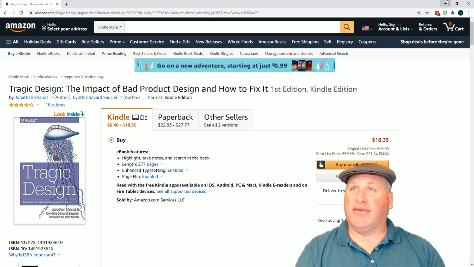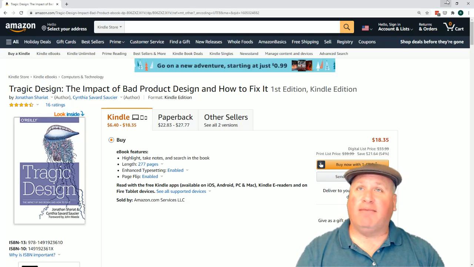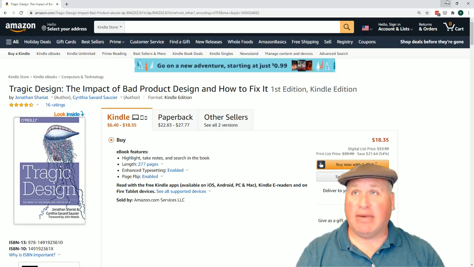This excerpt that I'm going to read is from Tragic Design, The Impact of Bad Product Design and How to Fix It by Jonathan Shariat and Cynthia Saucier.